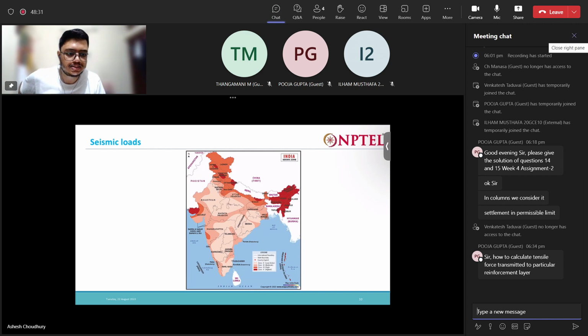How to calculate the tensile force transmitted to a particular reinforcement layer? You are asking how to calculate the tensile force transmitted to a particular reinforcement. These things we will see in detail while we do the design of reinforced soil walls. We will be solving detailed problems where we determine the length, the embedment length, all those things.